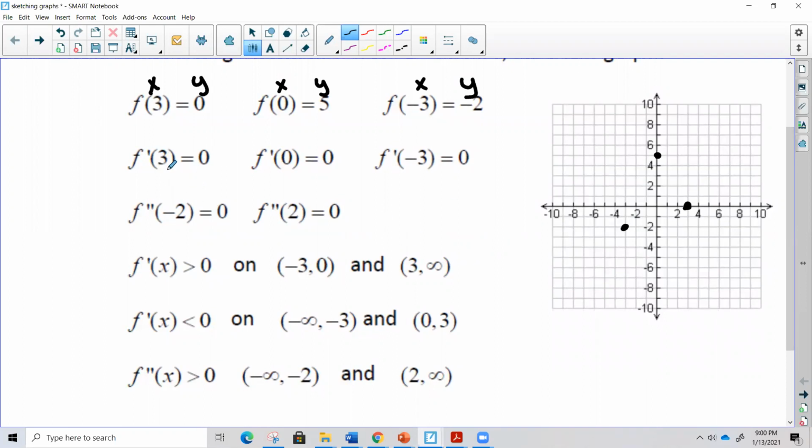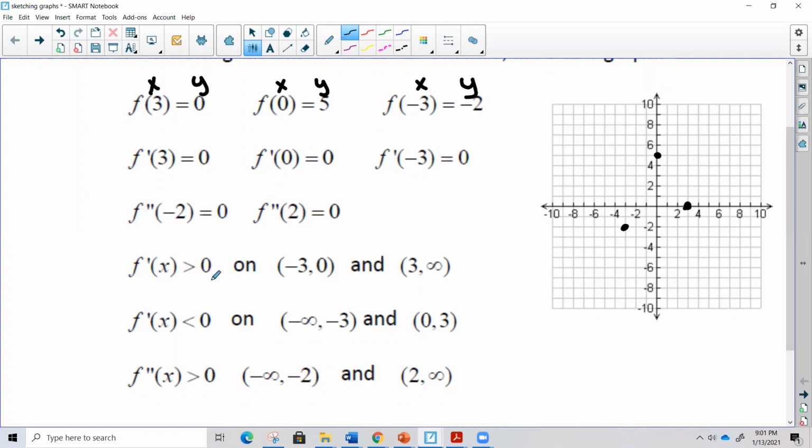So they said f prime of 3 equals 0, f prime of 0 equals 0, and f prime of -3 equals 0. So generally when the derivative is equal to 0, it means that there is a max or a min there. There's one other type called a plateau point, but we won't really do those. So anytime the derivative equals 0, it should be a max or a min for this course. Then we have the second derivative equal 0 at -2 and 2. And this is going to tell us most likely points of inflection if the concavity changes.